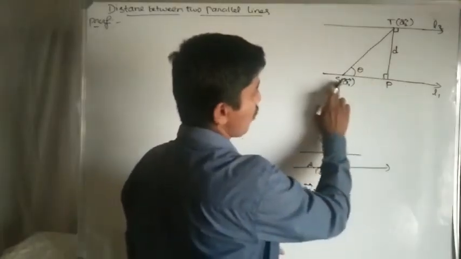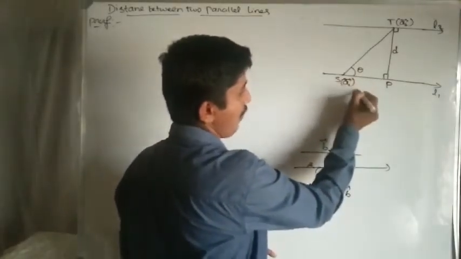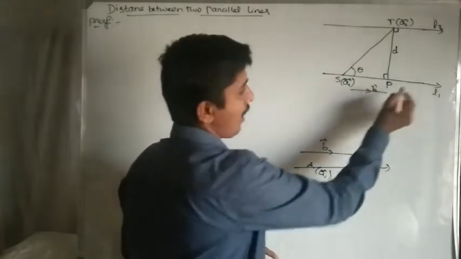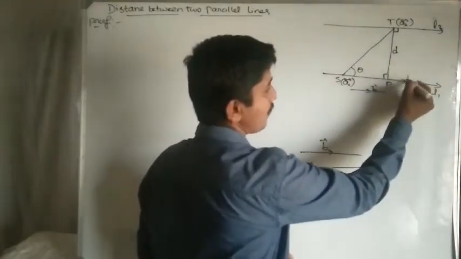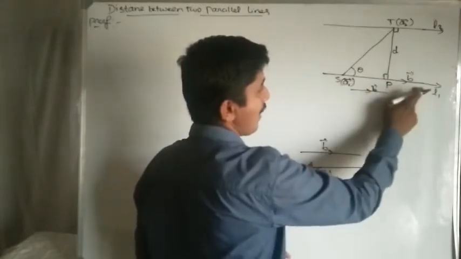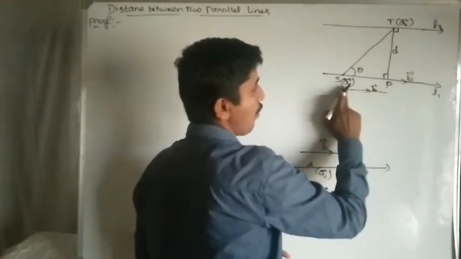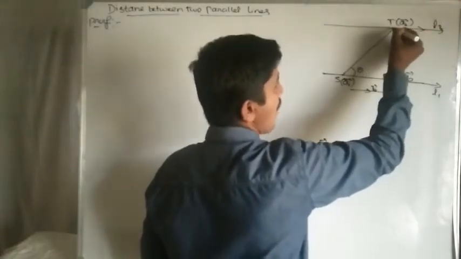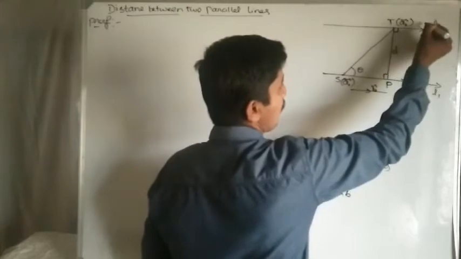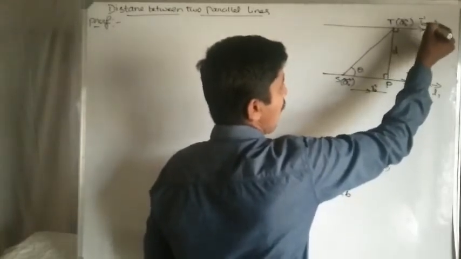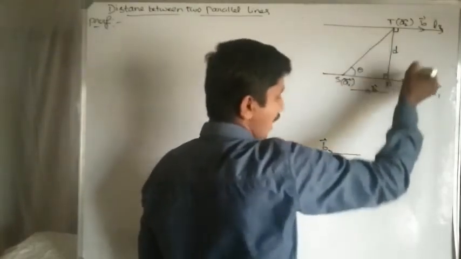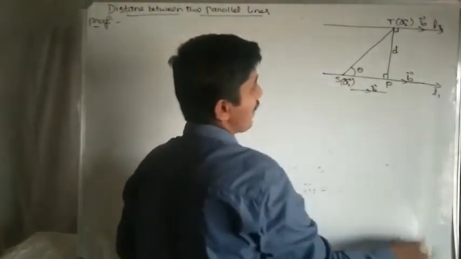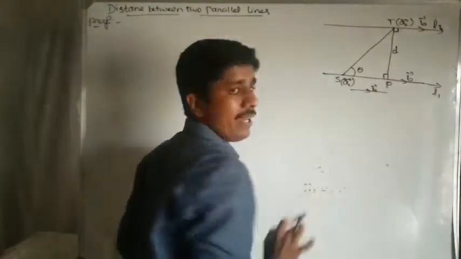Here this line passes through the point S whose position vector is A1, parallel to vector B. Here I am marking vector B on line L1. Line L1 passes through the point A1 parallel to vector B, and this line L2 passes through the point T whose position vector is A2 and parallel to vector B. This is the same vector B, because the two lines are parallel. Vector B is parallel to both L1 and L2.